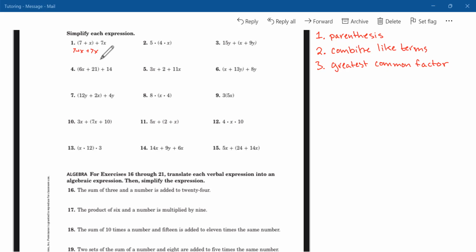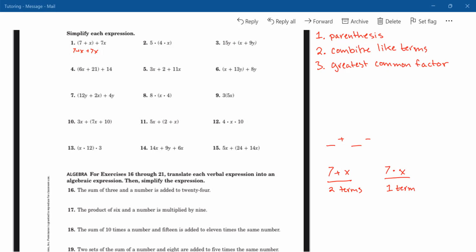In mathematics, what we mean by term is an expression separated by an addition or a subtraction sign. So if we have 7 plus x, these are two separate terms. However, if we have 7 times x, then this is only considered as one term.